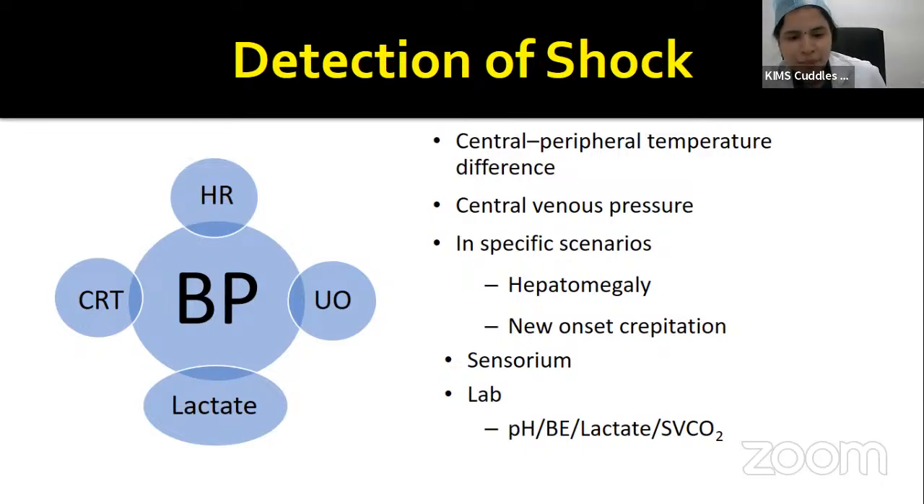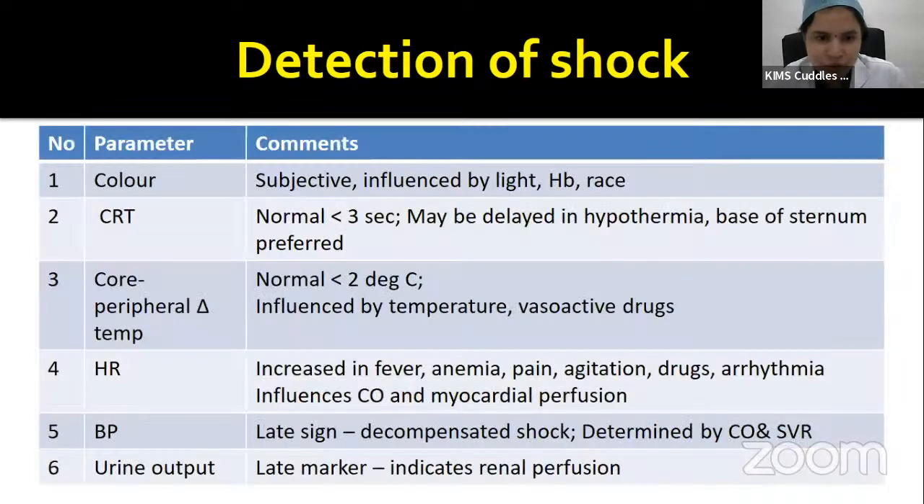the presence of blood pressure, urine output, lactate, capillary refill time. In some special scenarios, hepatomegaly and new onset crepitation, sensorium of the baby. And then this is associated with some lab evidence of abnormal pH, base excess, lactate, and mixed venous saturations.